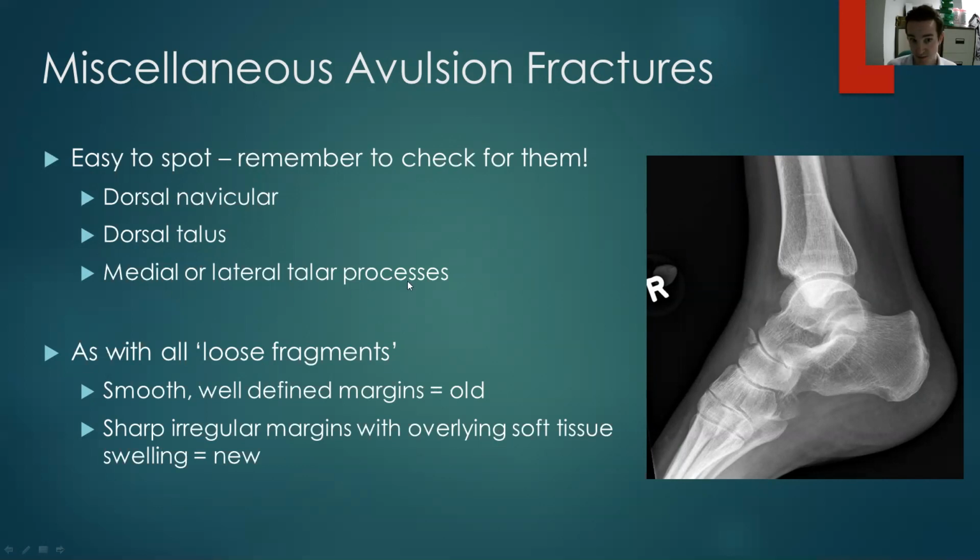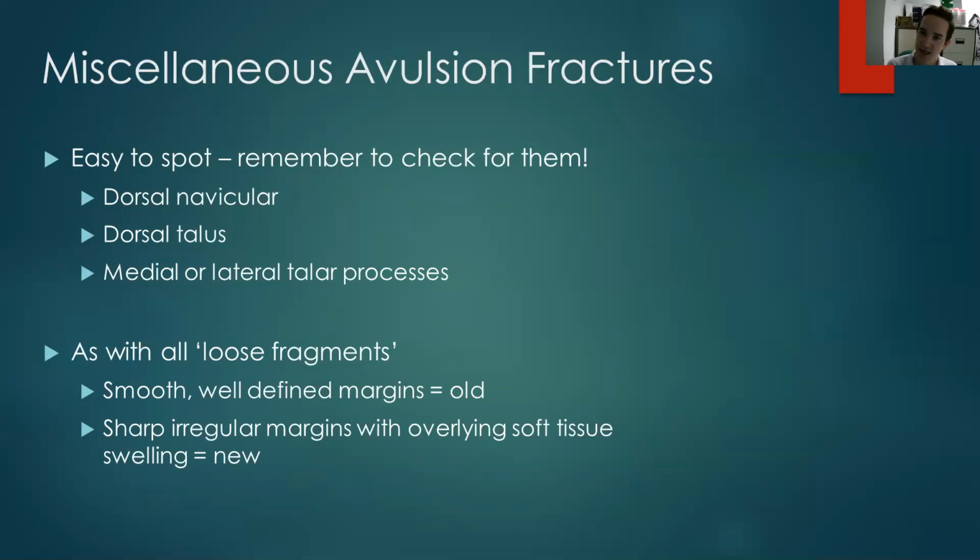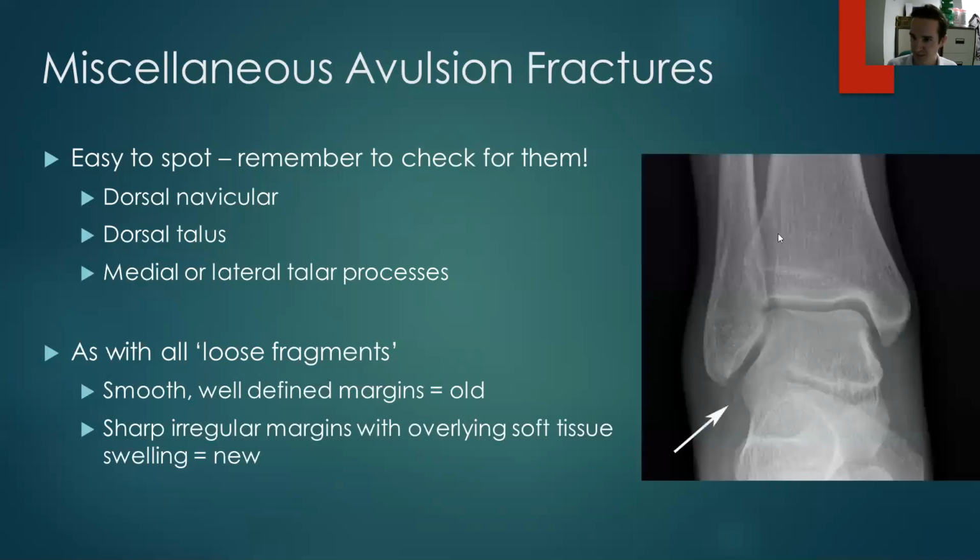Now, my third bullet point of the above paragraph is your avulsion fracture from the medial or lateral talar process. These appear on the mortise view, as you can see. Just a small sliver of bone arising from the lateral talar process, where I've just pointed to with an arrow for you there.